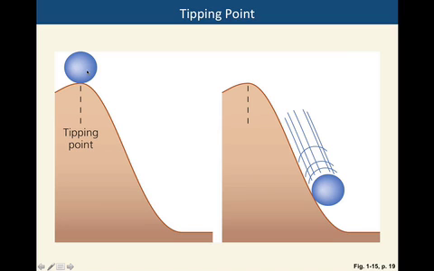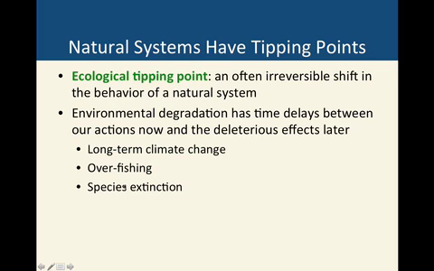We want to keep it here or move it back the other direction so that we're living in a more sustainable way. And again, those three things that we're dealing with right now that we know are at that tipping point or very close are climate change, overfishing, and species extinction.